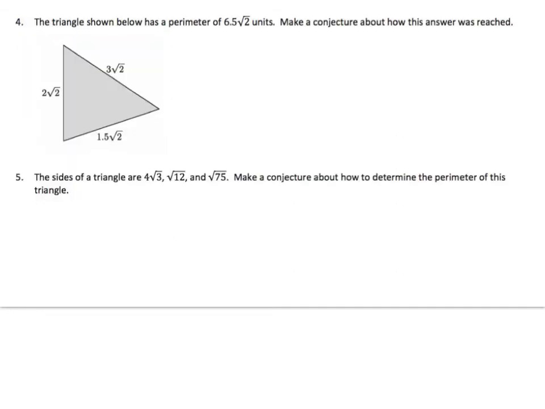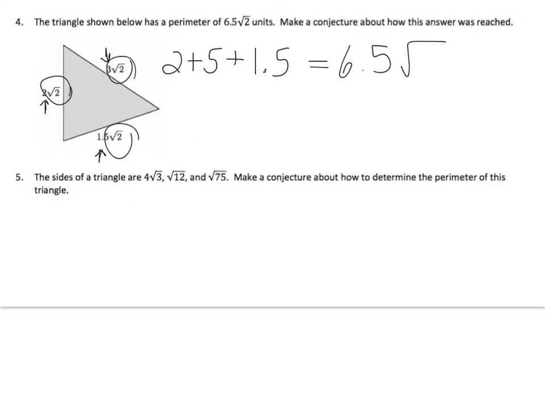Here we have the triangle shown has a perimeter of 6.5 square roots of 2 units. Make a conjecture about how this answer was reached. Well, if I just look at the numbers in front of the radicals and add those together, 2 plus 5 plus 1.5 would be 6.5. And it looks like all the radicals just sort of hang out along with the coefficient, if I call it that, and we get our answer. Okay, that's what it looks like.